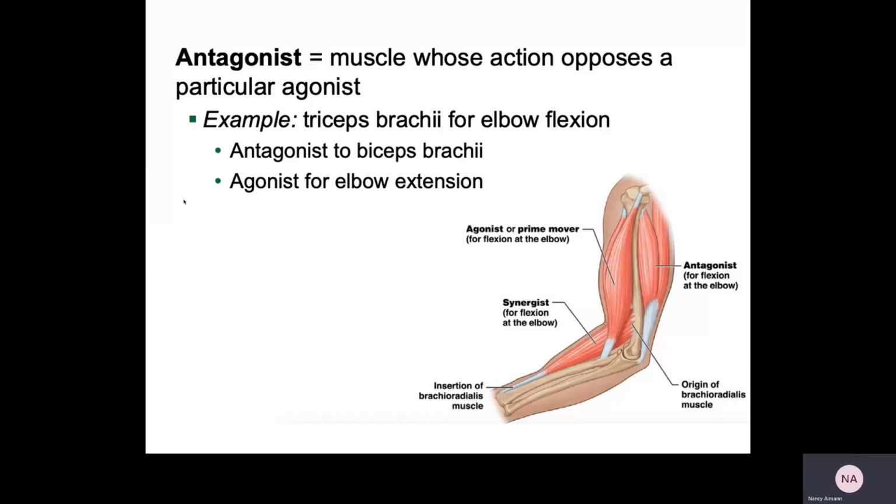So why might we want to have an antagonist? Why don't we just want that prime mover doing its thing? Think about that for a second. The reason is because we do not want to damage the joint. If you have a prime mover that is super strong and you have nothing to counteract that movement, you may actually hurt yourself because the prime mover will just keep working until the joint is actually distorted.